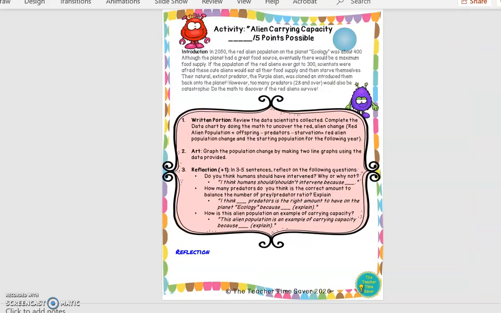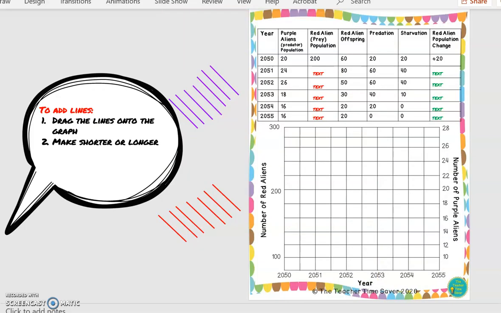Hi guys, I want to do a quick introductory video to help you complete the alien carrying capacity worksheet. If you look in the direction where it says written portion, it gives you details about how to calculate your red alien population. If you go onto this page, this is where our data is.